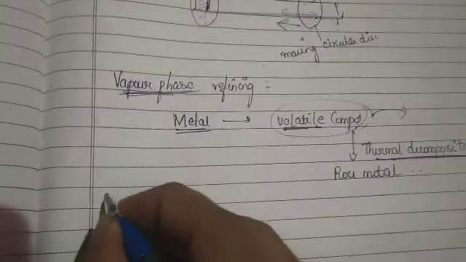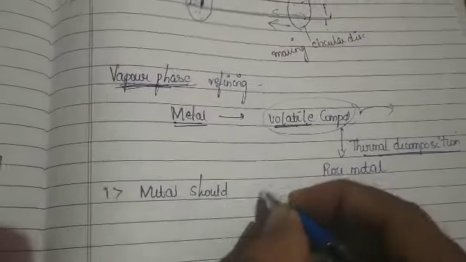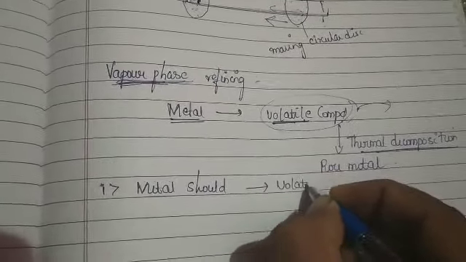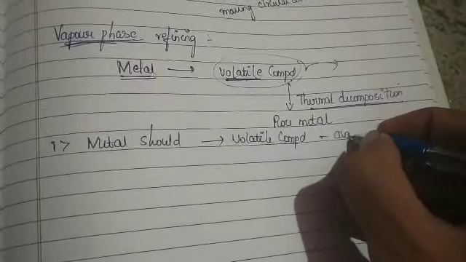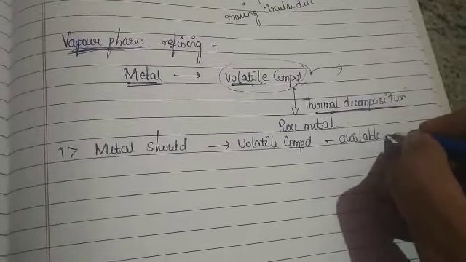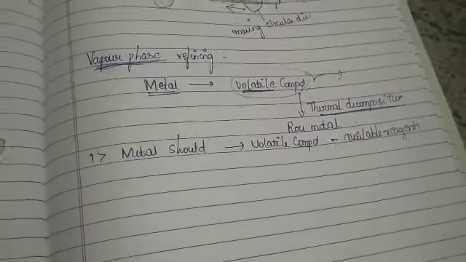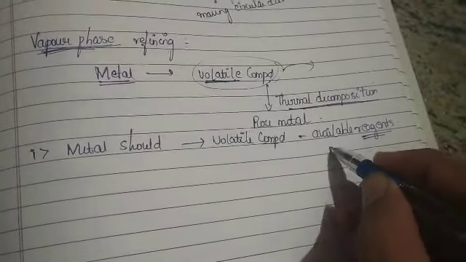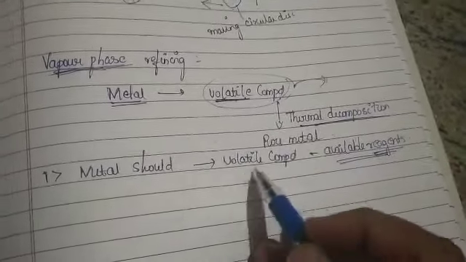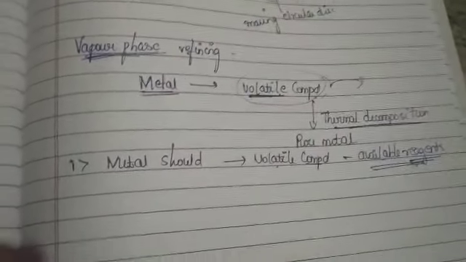So what are the important requirements if I make it pointwise? Of course, first, the metal should be converted to a volatile compound, by using the available reagents. As I have said, this is an industrial process. It can't be very expensive. So in a cheap process, we have to invest less and profit much more. So whatever reagents are easily available to us, those reagents should be utilized to convert your metal to a volatile compound. It is your first requirement.